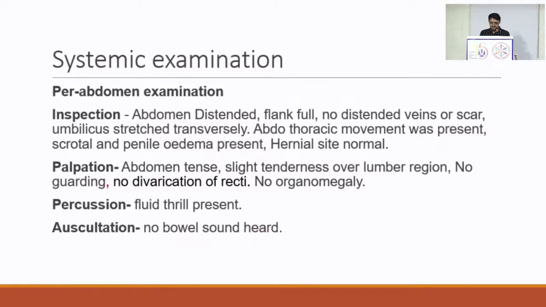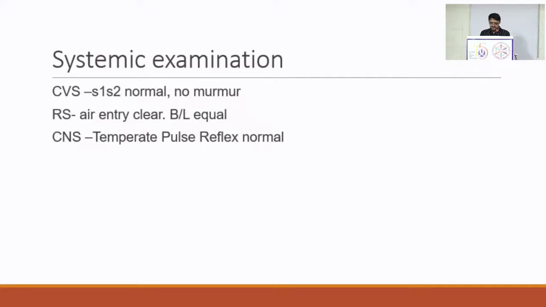Moving to systemic examination, per abdomen examination, on inspection, abdomen was distended, flanks were full, no distended veins or scar was observed, umbilicus stretched transversely, abdominothoracic movement was present. Scrotal penile edema was present and hernial sites were normal. On palpation, abdomen was tense. Slight tenderness was present in the lumbar area. No guarding, no divarication. On deep palpation, no organomegaly was found. On percussion, fluid thrill was present, and on auscultation, no bowel sounds could be appreciated. Rest of the systemic examination was normal.